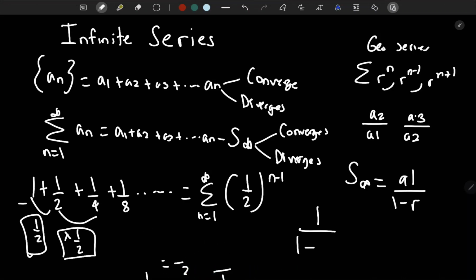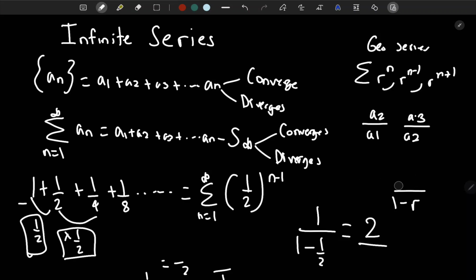So that's there. Now let's use the formula. So 1 minus, we want to do half here, right? And this will be equal to 2. So it's 1 divided by half, which is 2. So the entire sum is 2 here.